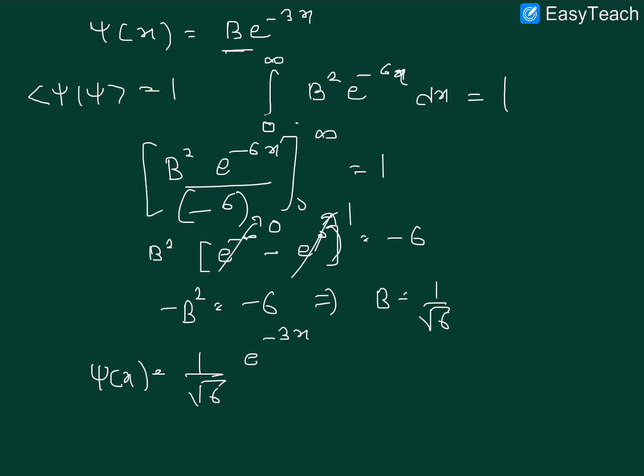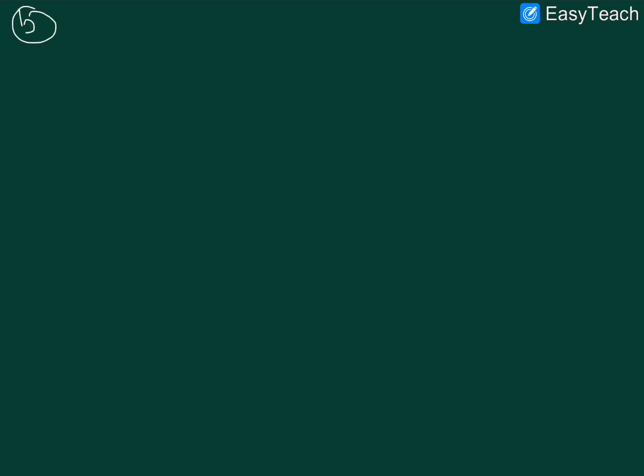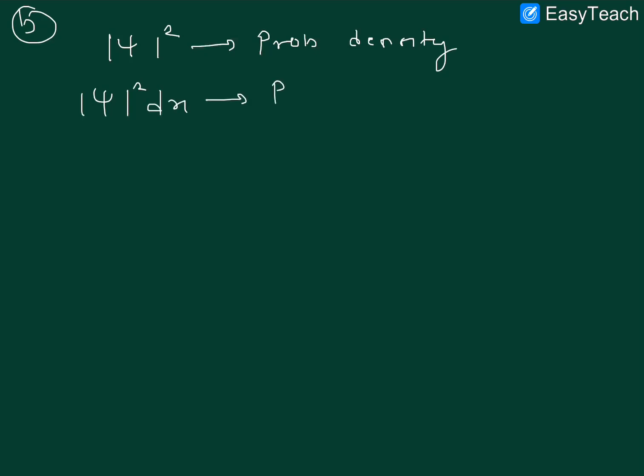Now we have to calculate the probability of finding the particle in the region 0 to 15. So, to calculate the probability in a certain region, the probability density is psi square. Now the probability in the dx region is psi square dx.